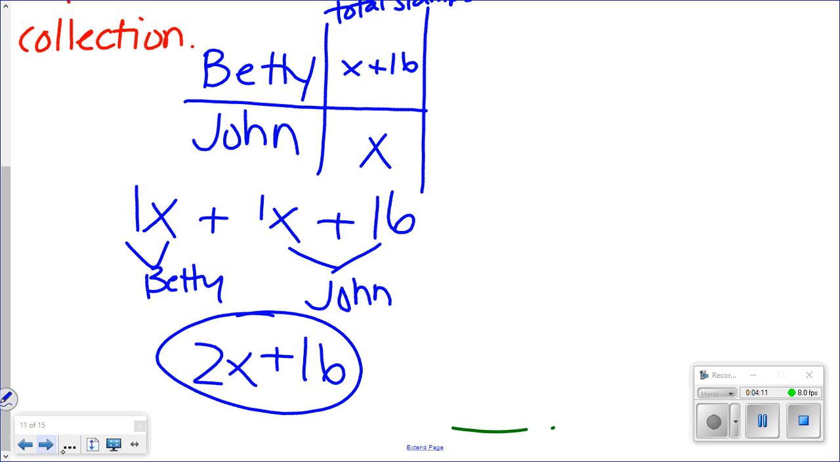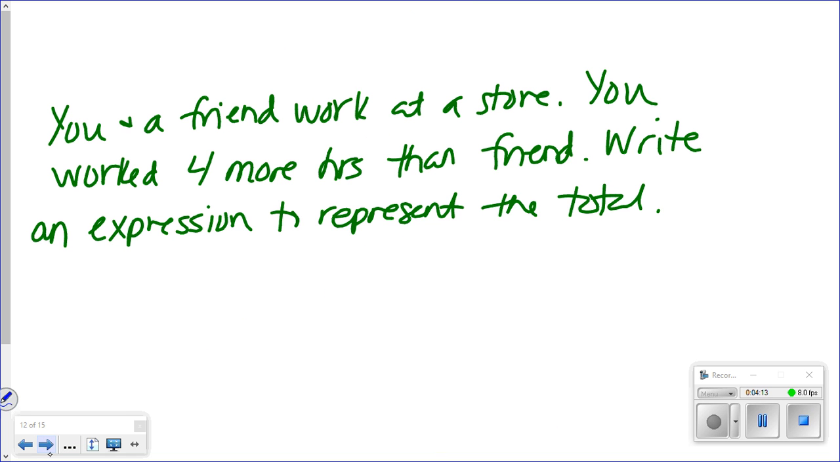Okay, so you and a friend work at a store. Now you don't have to write this stuff word for word. It's up to you. You and a friend work at a store. You work 4 hours more than your friend. Write an expression to represent the total.